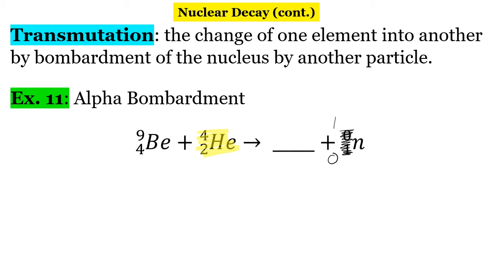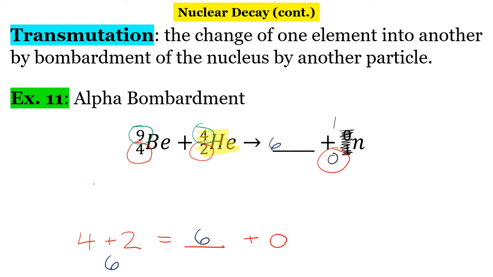Okay, so what we're going to do is add up the left side's protons and the right side's protons. So we've got 4 plus 2 is going to be equal to blank plus 0. 4 plus 2 is 6. What plus 0 is 6? Well, that's going to be 6. Let's do the same thing with the masses. 9 plus 4 is going to be equal to blank plus 1. So 9 plus 4 is 13. And then, what plus 1 is 13? Well, that's going to be 12. 6 on the periodic table is carbon.